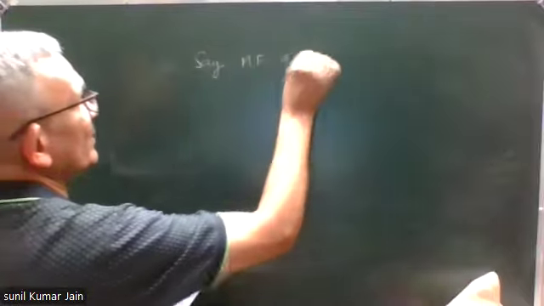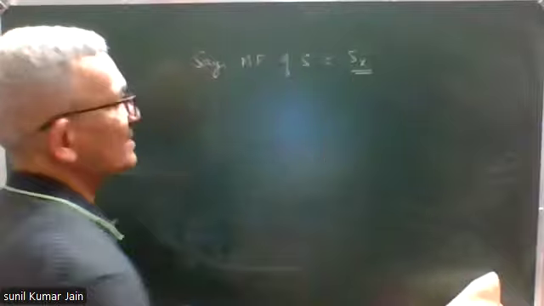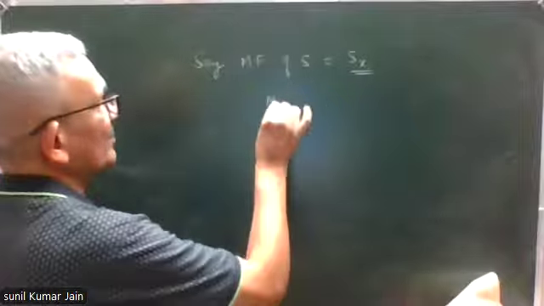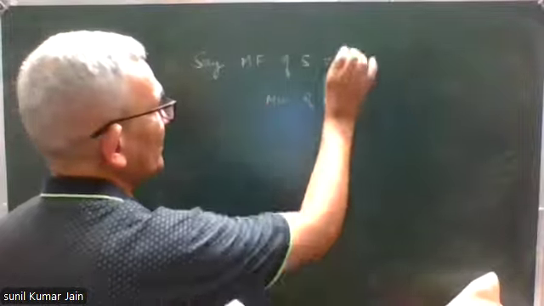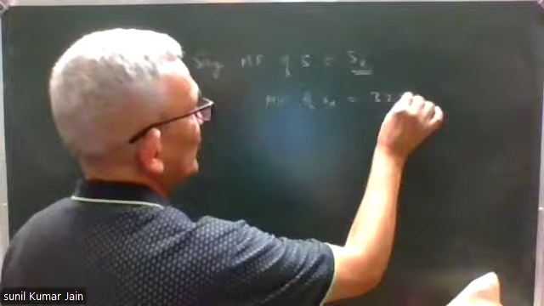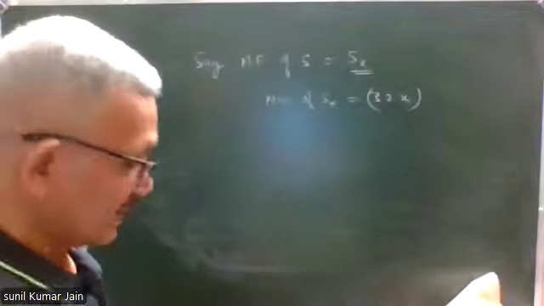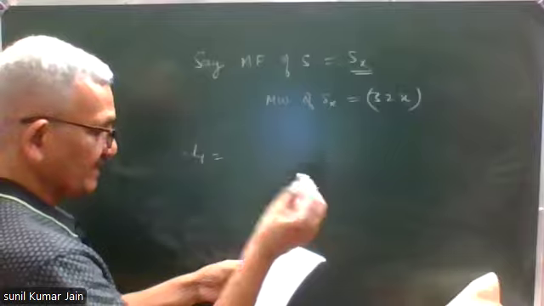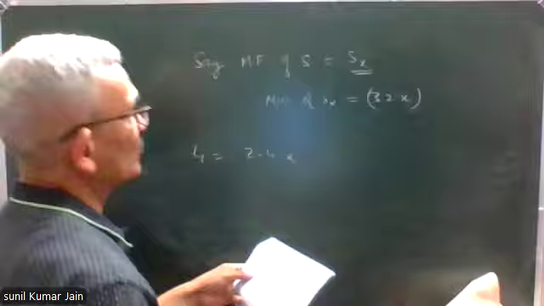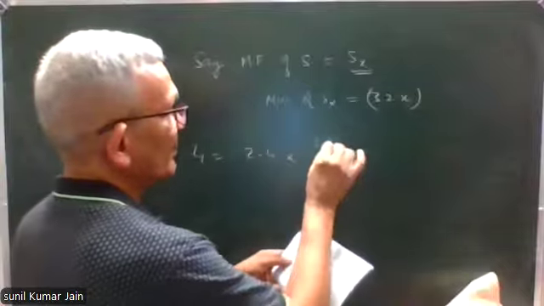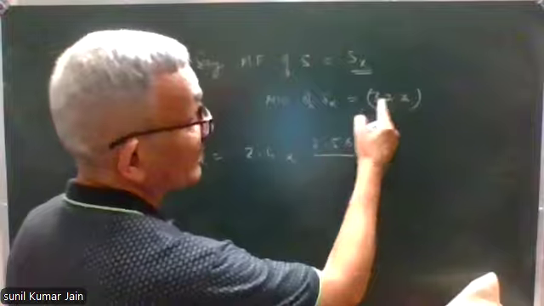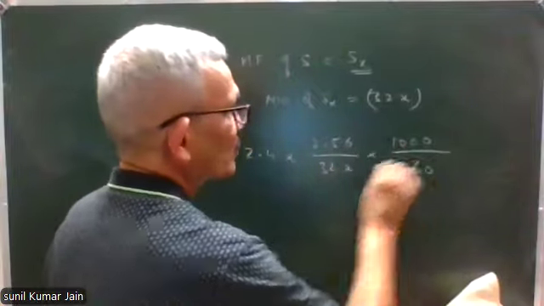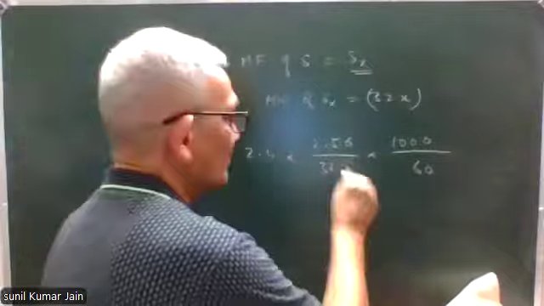Say molecular formula of sulfur is Sx. We have to basically calculate the value of X. Therefore, molecular weight of Sx will be 32x. Elevation 0.4 is equal to Kb, 2.4, into molality. Molality will be weight of solute divided by molecular weight, 32x, into 1000 divided by weight of solvent, which is 60. X will be your answer.